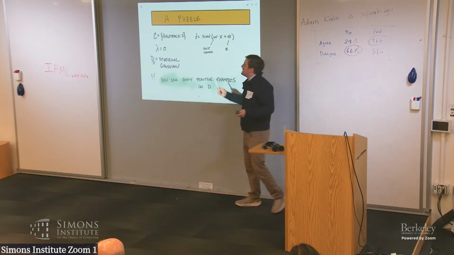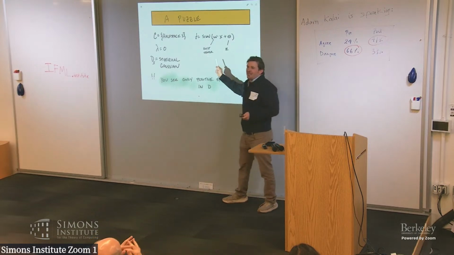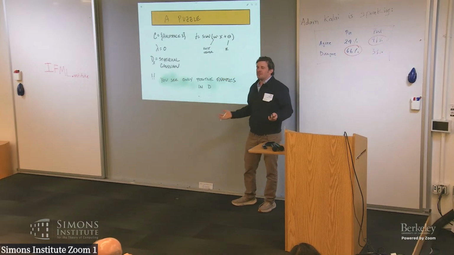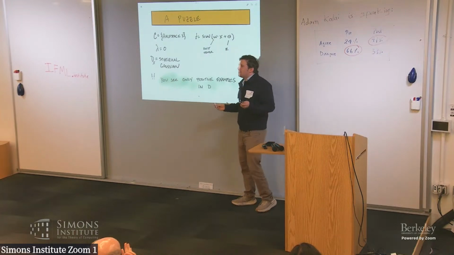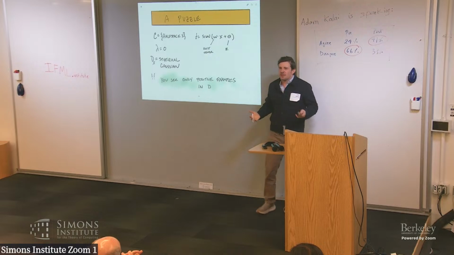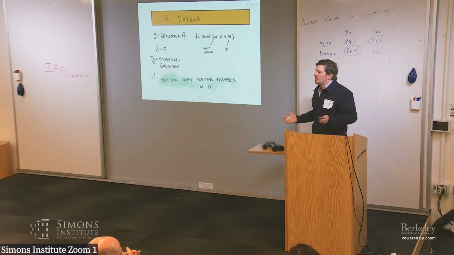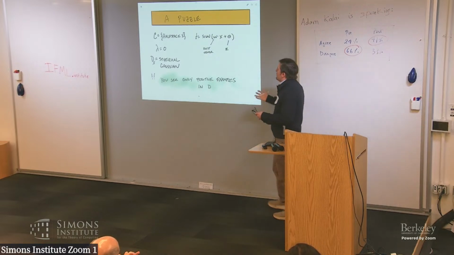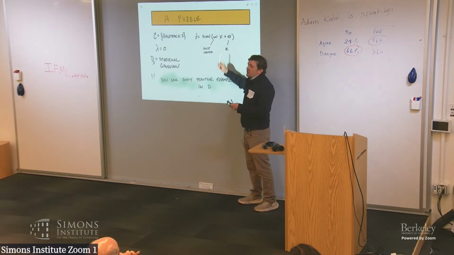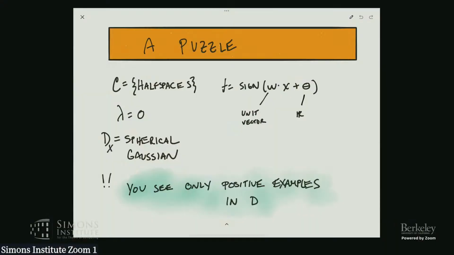Because remember, w is a unit vector. x is a spherical Gaussian. That means w dot x is distributed according to a Gaussian. If you see +1 every single time, it means that theta is large. It's bigger than root log 1 over epsilon. Otherwise, if theta were 0, then you'd start seeing positive and negative examples. The only way you only see positive examples is if theta is large.